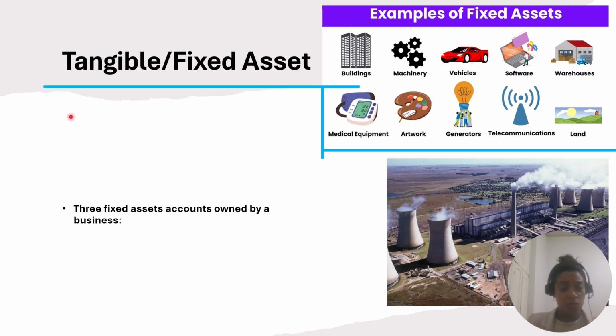So, what are fixed assets? Fixed assets are usually the most valuable assets a business can own. As you can see, buildings are an example of a fixed asset, and we call buildings an investment, which is very valuable.